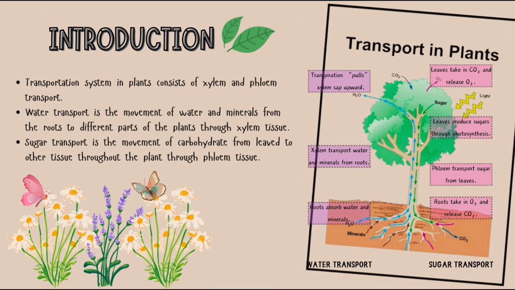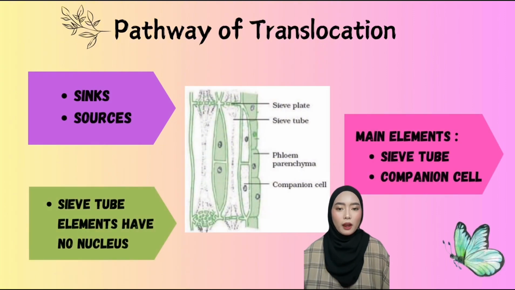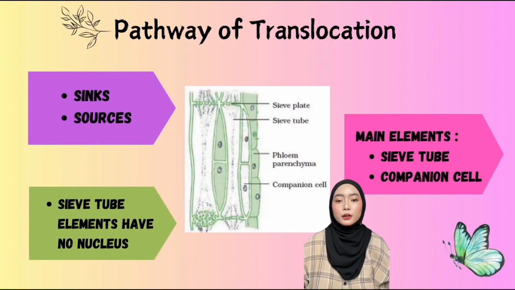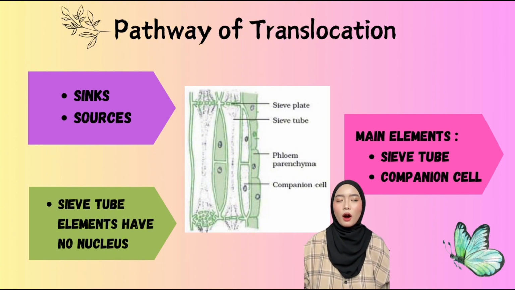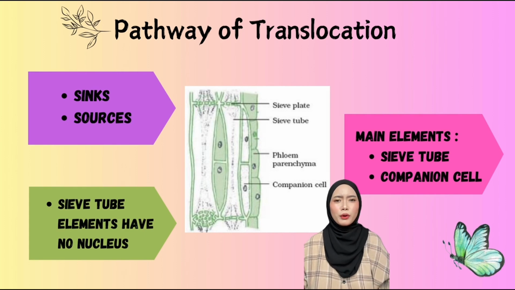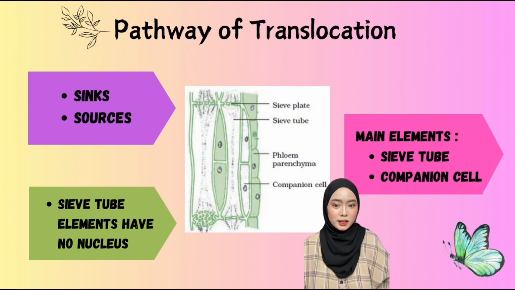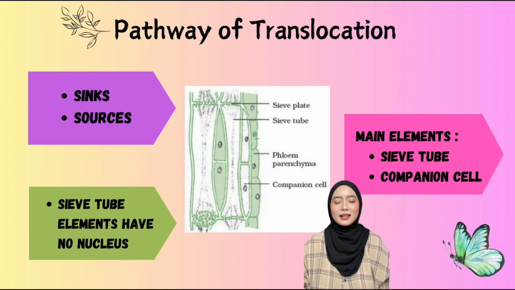phloem tissue. For the pathway of translocation, non-photosynthetic plant components also need carbohydrates, even though the plant produces them in its leaves through the photosynthesis process. Sugars move from the sources, or areas with an excess of carbohydrates, to the sink, which is the area where the carbohydrates are required. The movement of carbohydrates through the phloem from the sources to the sink is called translocation.